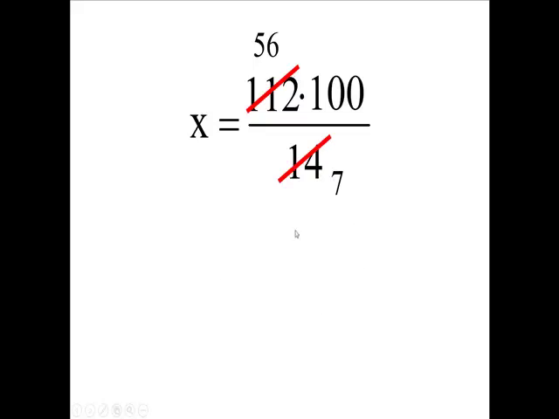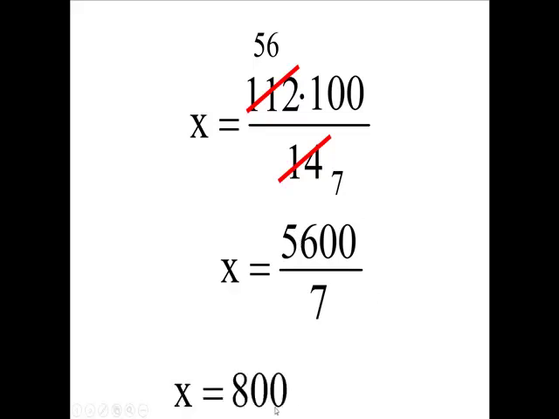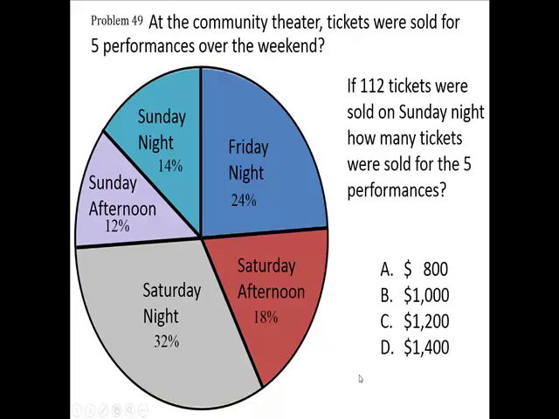56 times 100 is 5600. Divided by the 7, well, 7 goes into 56 8 times. So you're going to end up with 800. So of my 4 choices, I'm going to pick A.